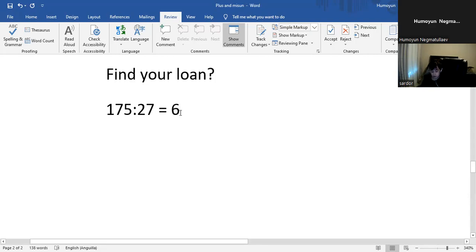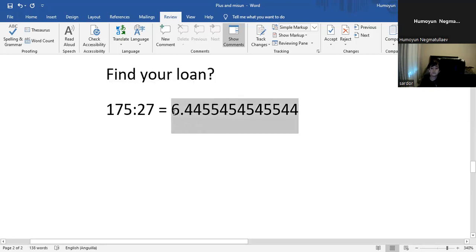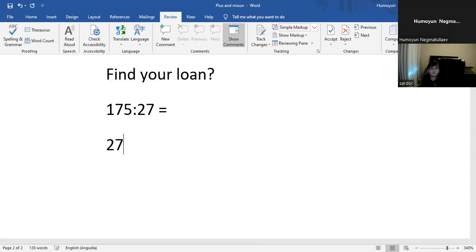And there is a dot, and there are some numbers after 6. But what is the whole number in here? How many 27s can we write to become this number? We can only write six 27s. If you multiply 27 by 6, then the result is going to be 126. Am I right?